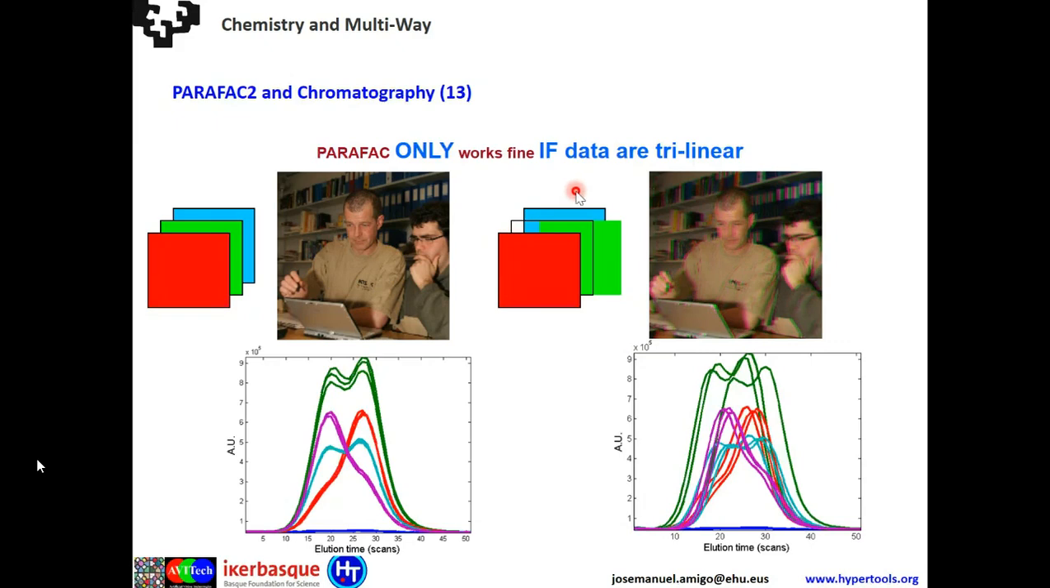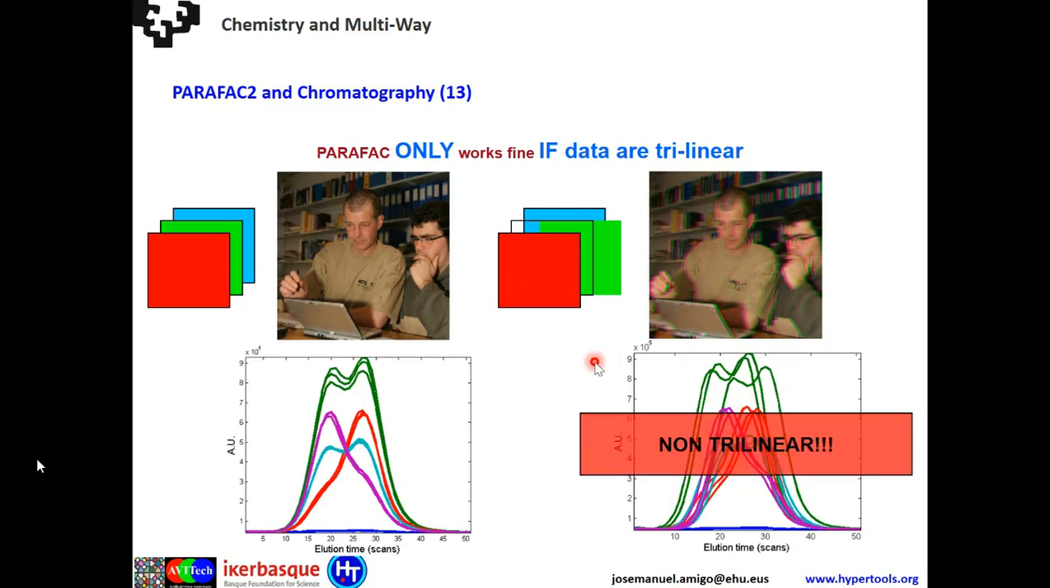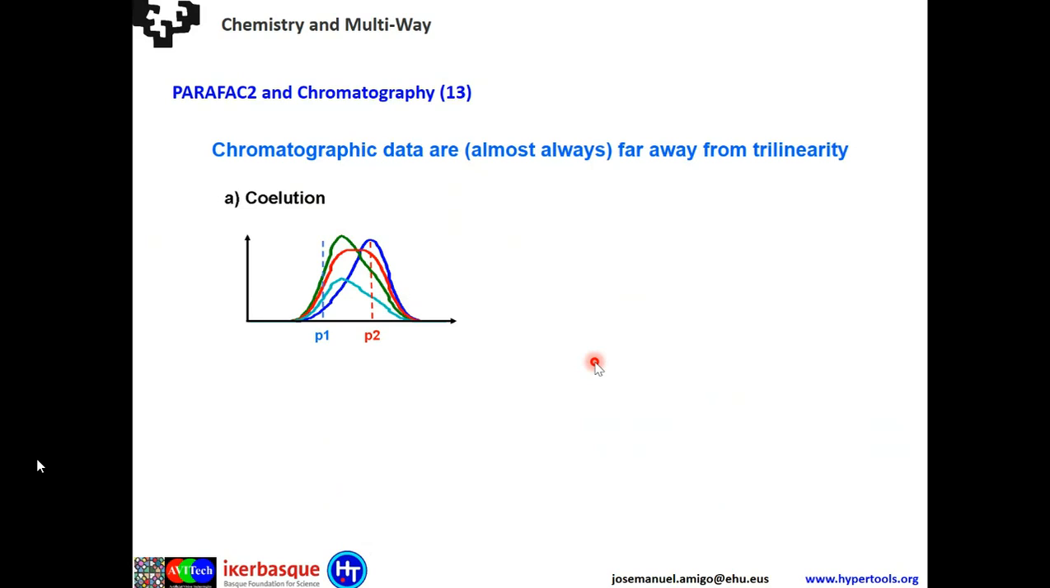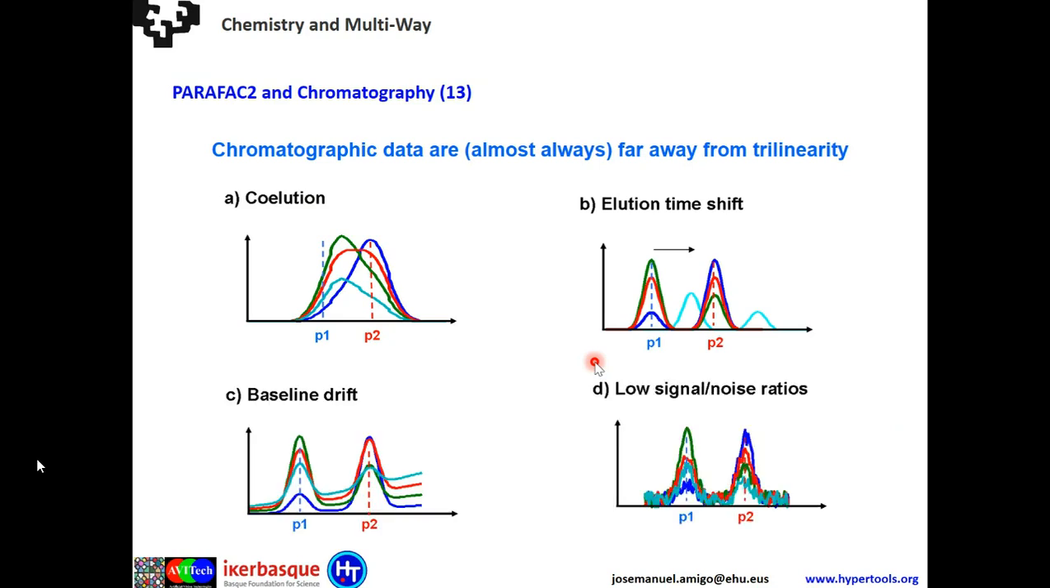Okay? If we extrapolate this example to excitation emission profiles, it is exactly the same case. But in chromatography, it's more normal to have these situations of losing trilinearity. And actually, there are many reasons in chromatography in which we can lose trilinearity. Like, for example, we can have elution time shifts, we can have baseline drifts, and we can have low signal-to-noise ratios that promote more problems with baseline resolution, etc., etc.